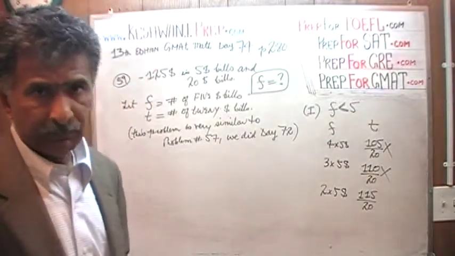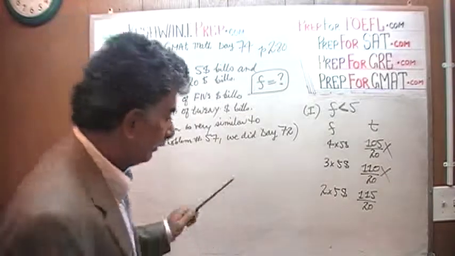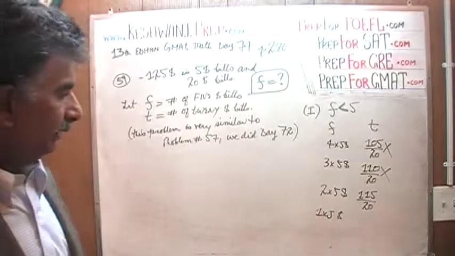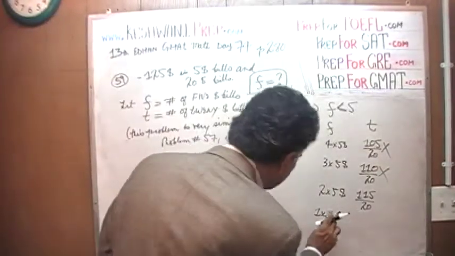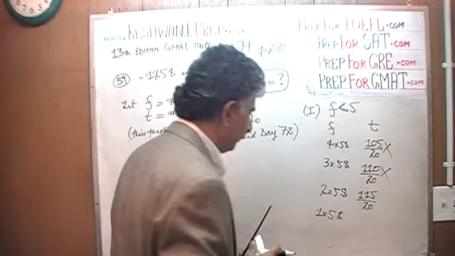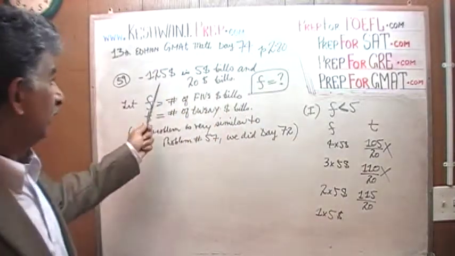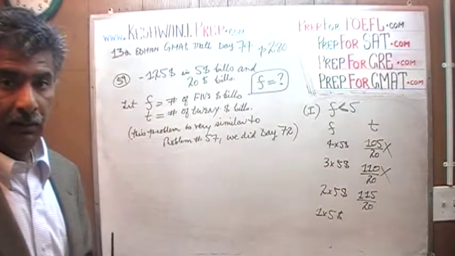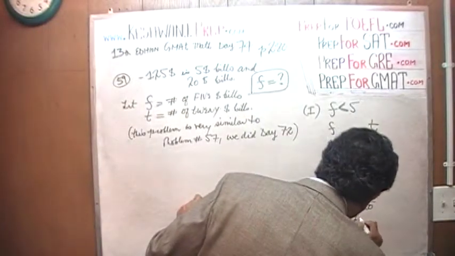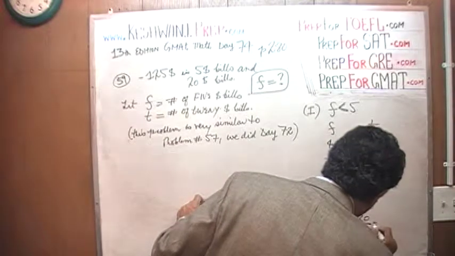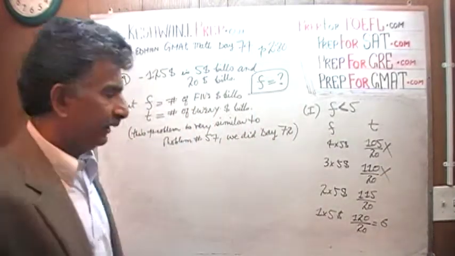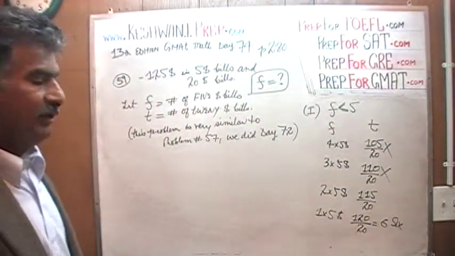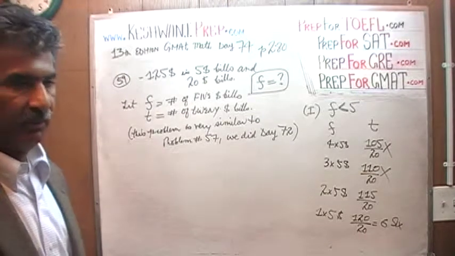So that doesn't work. Perhaps we have only 1 $5 bill. If we had only 1 $5 bill, well, 1 $5 bill is just $5. We have a total of $125, which means we must have $120 left over. $120 in $20 bills. Aha! That's 6 of them. By golly, that's it. That works. That is the only possible scenario. That is the only possible explanation.